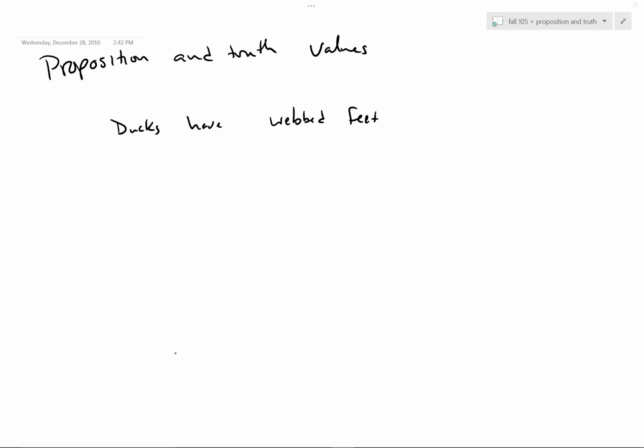All right, so this section will be about propositions and truth tables, truth values. Also, I'm going to be talking about inverses and contrapositives and that sort of thing as well. So a proposition is any statement that's a complete sentence.